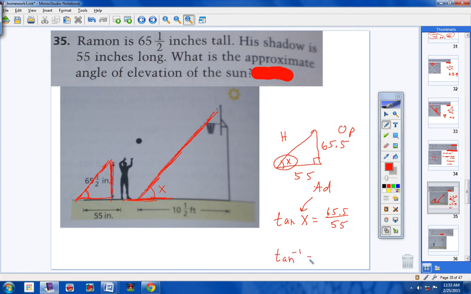And then type into your calculator 65.5 divided by 55. Be sure and use parentheses when you type that in, okay? Parentheses. 65.5 divided by 55. And then close your parentheses, alright? Let me grab my calculator real quick. Let's see what we get here.